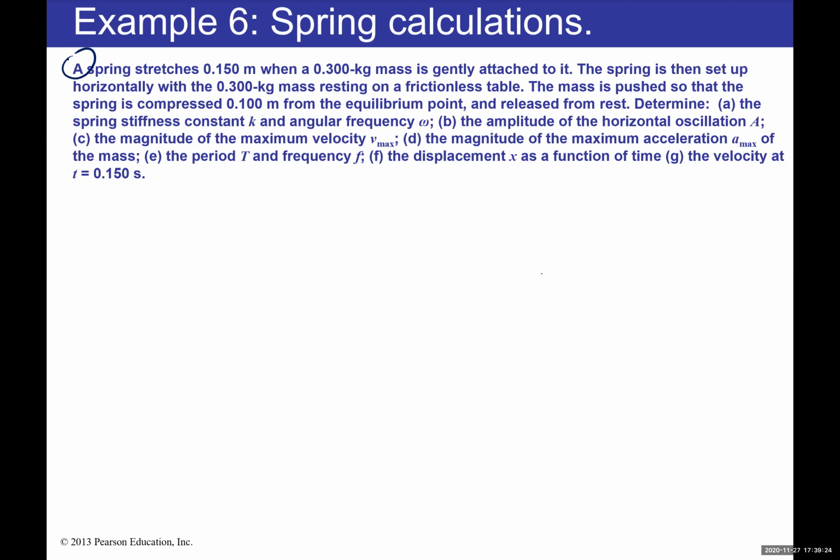So then we're going to determine the spring stiffness constant k, the angular frequency omega, the amplitude of the horizontal oscillation A, the magnitude of the maximum velocity, the magnitude of the maximum acceleration, the period, the frequency, the displacement x as a function of time, and the velocity at t equals 0.5 seconds. A lot of things to do. But the idea here is this: we have a spring whose spring constant k we don't know.